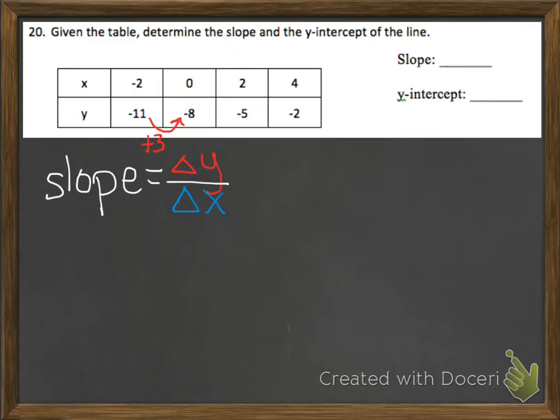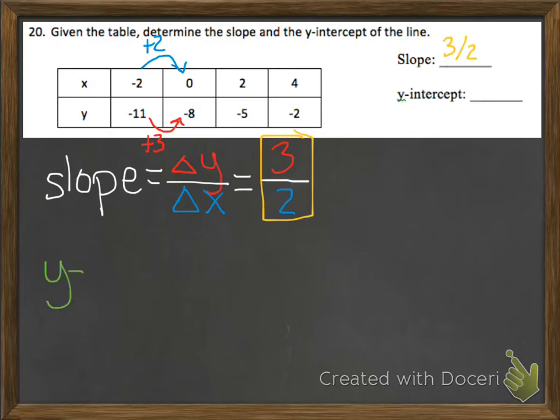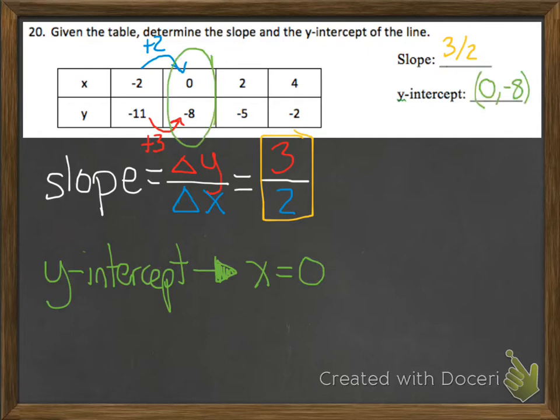Our change in x from -2 to 0 is up 2. Our slope then is going to be positive 3 over 2, and we're ready for our y-intercept. The y-intercept is where x is 0, and where x is 0 in our chart is at (0, -8). That's our y-intercept.